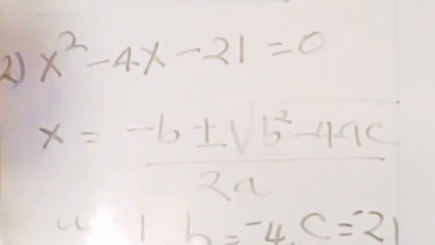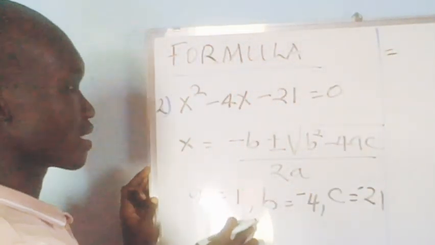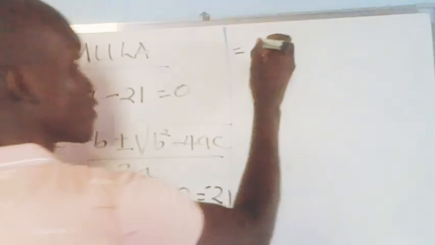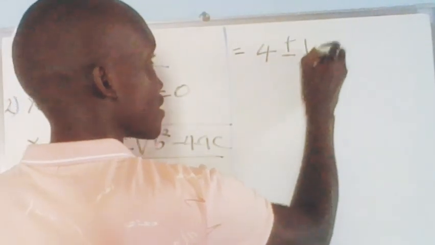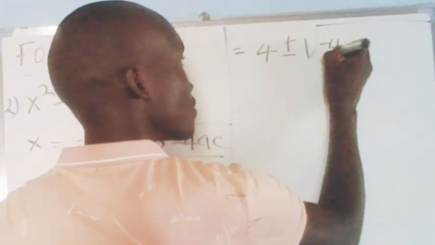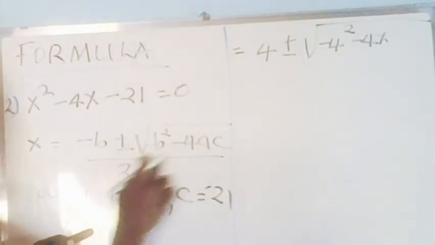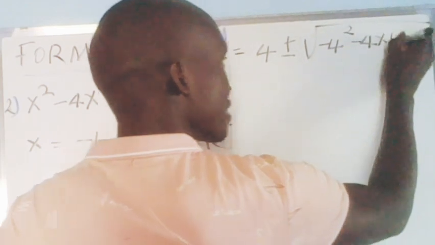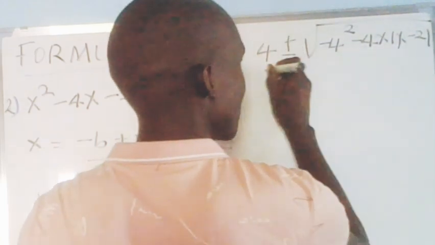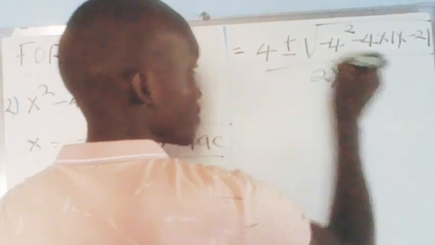Once you are able to come up with this, we substitute them in this equation. The value of b is negative 4, so negative times negative will be positive, and we bring the 4. This time we have 4 plus or minus the root of b, which is negative 4 squared, minus 4 times the value of a, which is 1, times the value of c, which is negative 21. The whole of this will be under 2 times the value of a, which is 1.